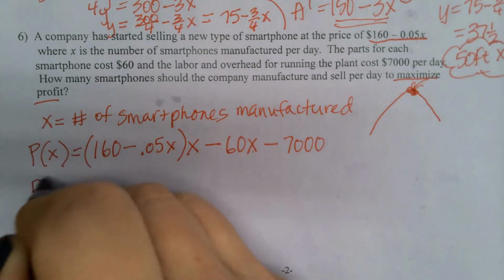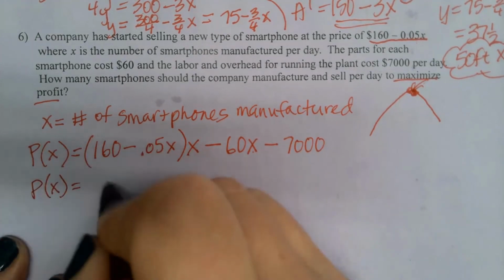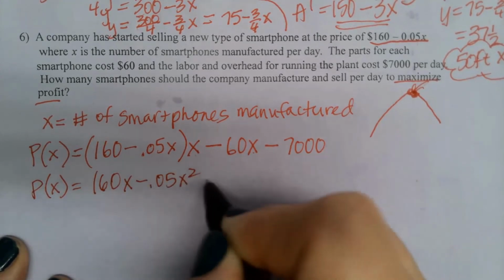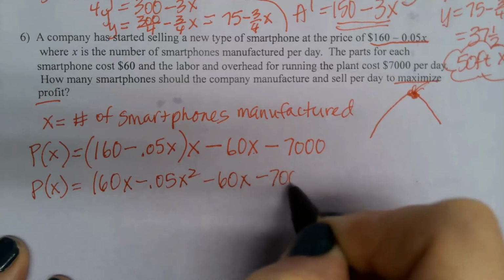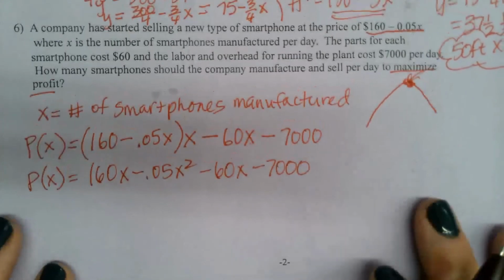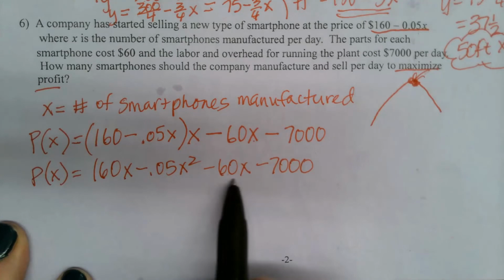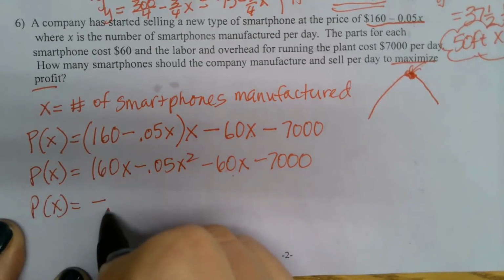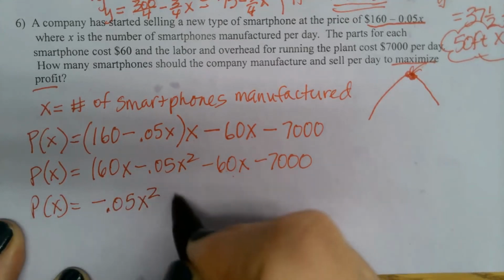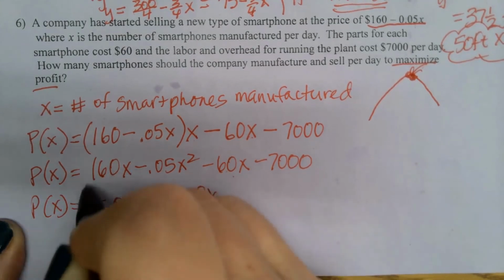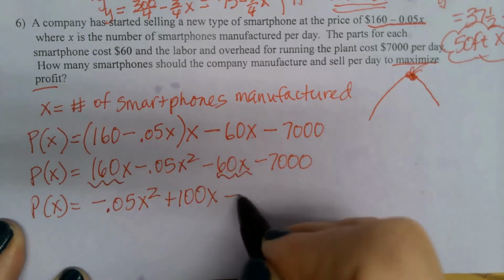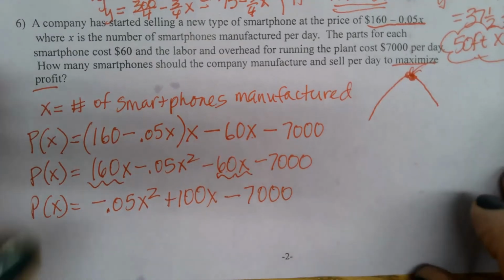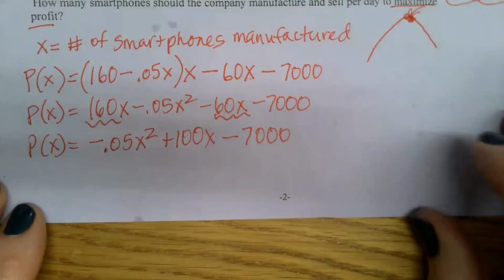So the profit is, I'm going to clean this up a little bit, 160x minus 0.05x squared minus 60x minus 7,000. And then again, I'm going to clean this up a little bit more because I've got some terms that can be combined. I'm also going to move it around so that I have the highest power first. So I have negative 0.05x squared plus 100x, that was 160 minus 60, minus 7,000. Now I have a nice polynomial function with one variable that I can take my derivative on.